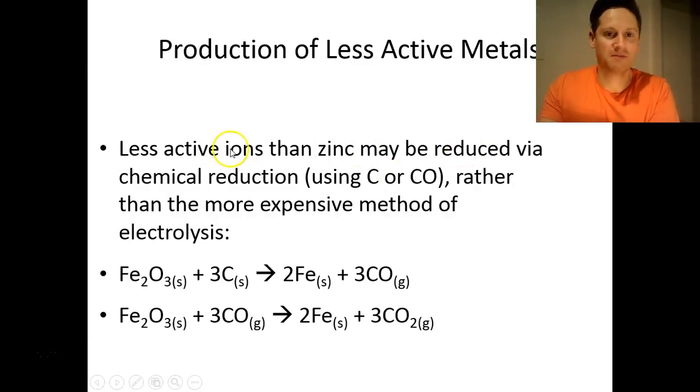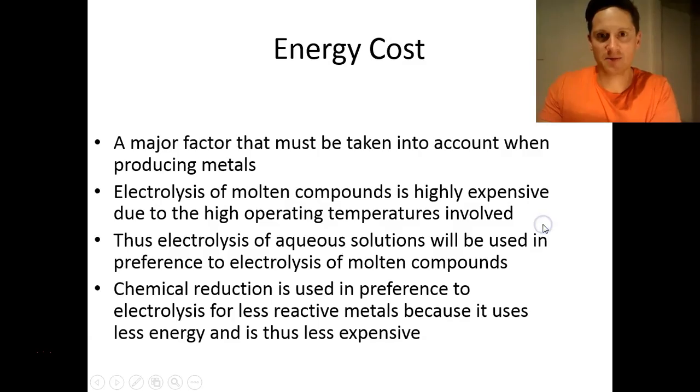We can reduce stuff less active than zinc by chemical reduction using carbon or carbon monoxide rather than the more expensive electrolysis. Here we've got iron oxide, so this is what iron would be combined with in its elemental state. Add some carbon and you're going to get carbon monoxide being formed and the metal. Same with here, carbon monoxide gas, and you're going to get carbon dioxide as a byproduct and the metal. So chemical reduction as opposed to reduction via electrolysis is an easier way to produce less active metals.